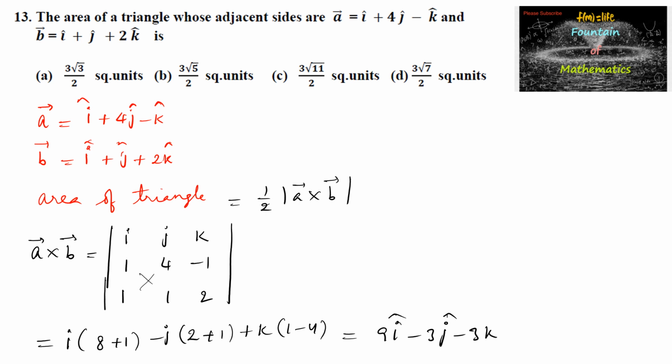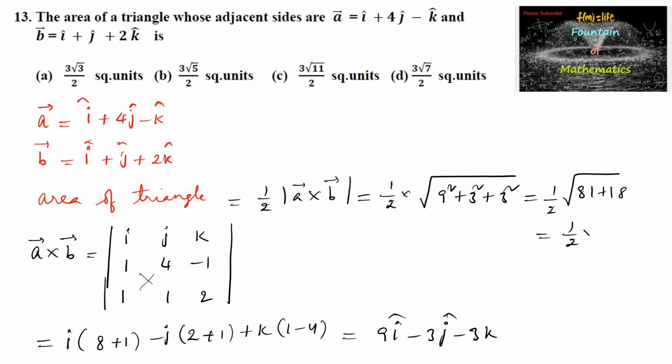And mod of A cross B, which gives the area of the triangle, we can write half into the modulus of the vector, which is root of 9 square plus 3 square plus 3 square, that is minus 3 whole square is plus 3 square, which is equal to 1 by 2 times root of 81 plus 9 plus 9. So which is 1 by 2 into root of 99, that is 1 by 2 into root of 9 into 11, that is 3 by 2 times root 11. So 3 by 2 root 11 is the answer, which is option C.